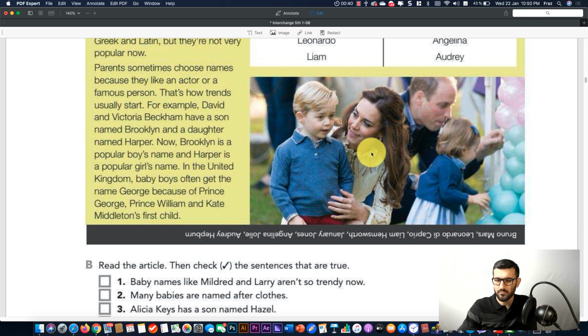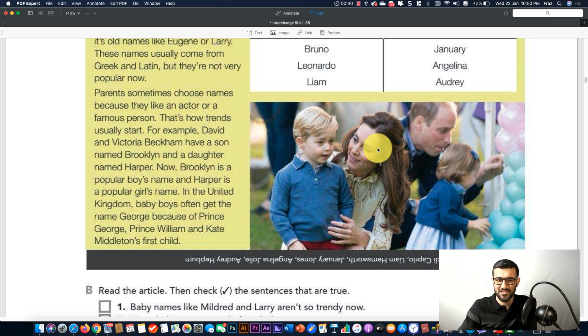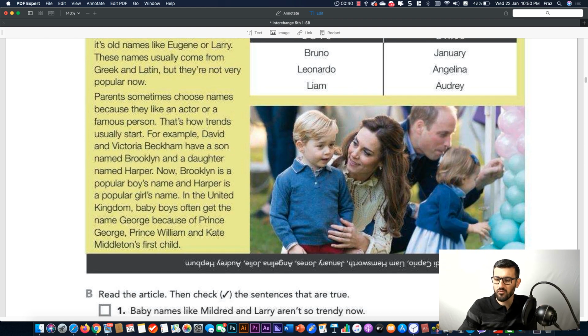Okay? You can turn your book upside down if you have the book. Otherwise, you can rotate this PDF to find out the right names, okay? We have Bruno Mars for Bruno. We have Leonardo DiCaprio. I believe most of you know him. We have Liam Hemsworth. We also have January Jones, I don't know how it's really pronounced. And I'm sure you know Angelina Jolie.